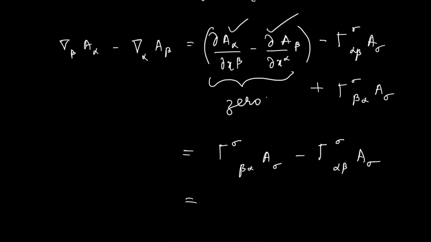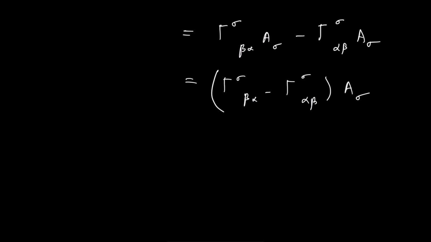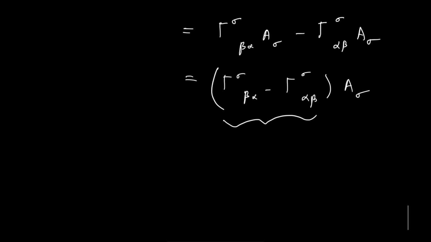Now here sigma I can take common, so this will be sigma beta alpha minus sigma alpha beta. Now this term can be made to vanish by assuming that it is symmetric. But this happens only when we remove the gravity locally. Otherwise, in general, the Christoffel symbol is not symmetric. Only when you remove the gravity locally, because the Christoffel symbol is actually dependent on the metric tensor.